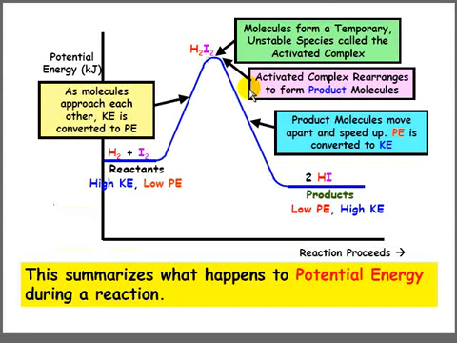The product molecules move apart and speed up. At this point, potential energy is converted into kinetic, so potential energy goes down. The products at the end of the reaction have low potential energy and high kinetic energy.